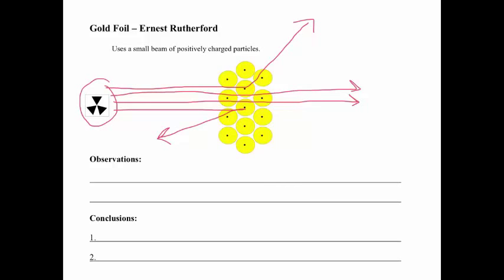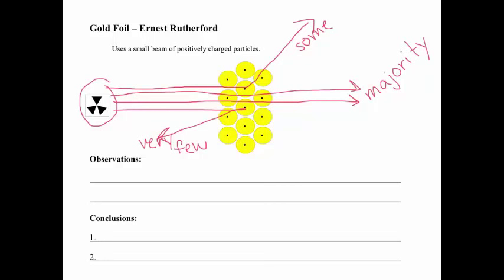So I'm going to label this like the majority because I'm not going to draw that many. And then some, and then very few. And that's what happened in Rutherford's experiment, and you saw the modern version of that today in the video.